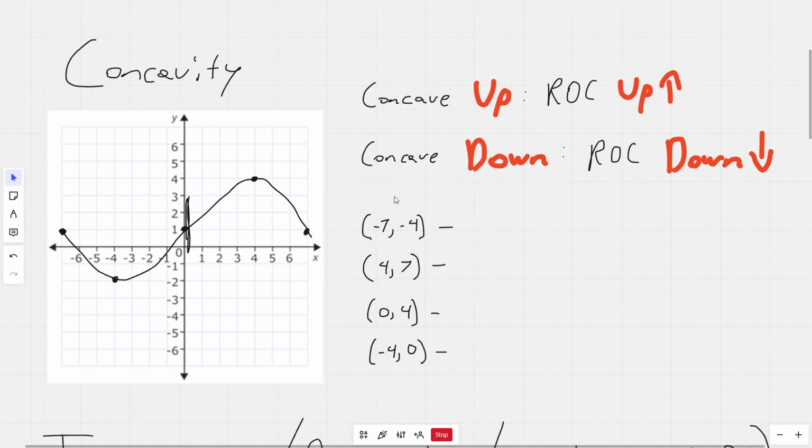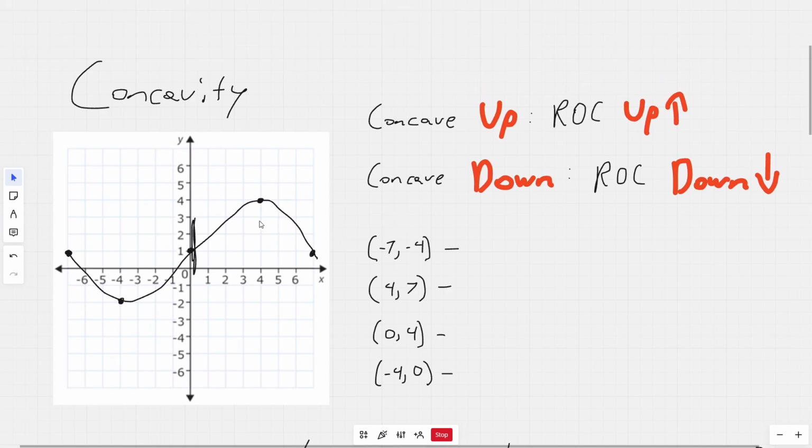So let's do this little example part. Let me remove this. If we were to go from -7 to -4, this area right here, is this concave up or concave down, or neither? I'll give you a second here. This is, as I said before, concave up, and that's because the rate of change is increasing.